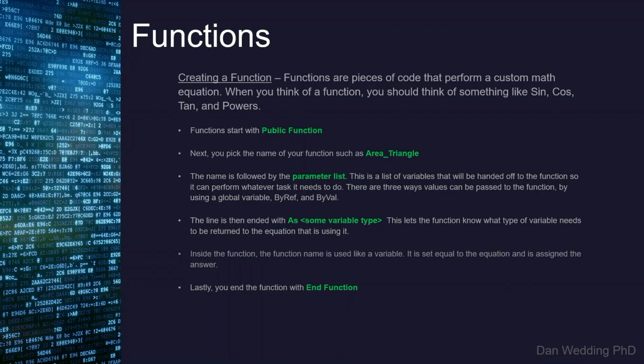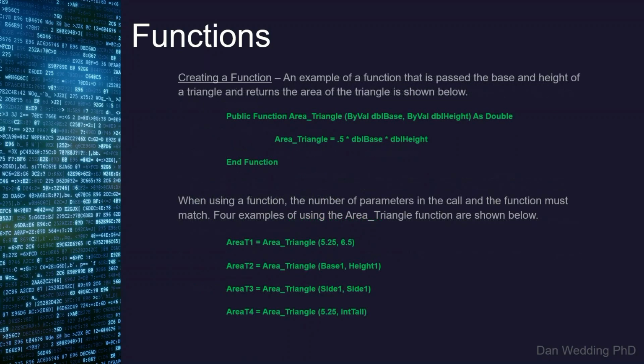Inside the function, the name is used like a variable. It is set equal to the equation and is assigned the answer. Lastly, you end the function with end function. An example of a function that is passed the base and height of a triangle and returns the area of the triangle is shown below. When using a function, the number of parameters in the call and the function must match. Four examples of using the area triangle function are shown below.